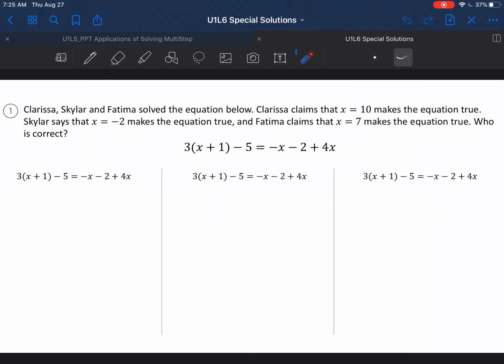Now, our guided practice. Clarissa, Skylar, and Fatima solved the equation below. Clarissa claims that x equals 10 is a solution, or makes the equation true. Skylar claims that x equals -2 makes the equation true. And Fatima claims that x equals 7 makes the equation true. We want to know who is correct.